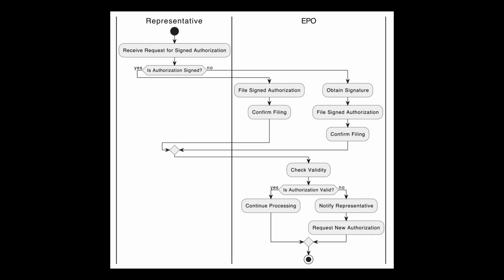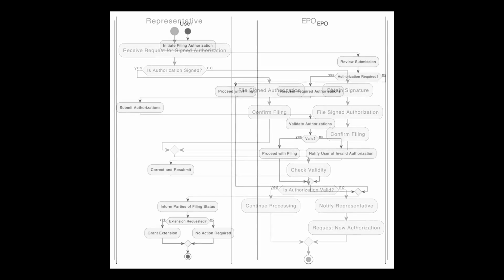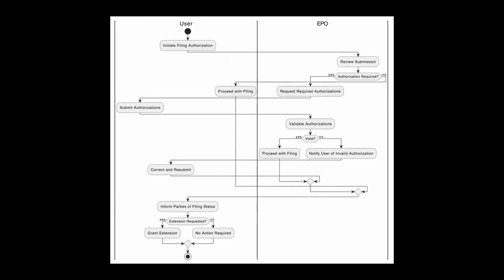1.5 Representation by a legal practitioner. Legal practitioners qualified in a contracting state and authorized to act in patent matters can also represent parties. Unlike professional representatives, they aren't listed with the EPO, but are included in an internal database managed by the legal division. 1.6 Signed authorizations. Representatives must file a signed authorization if requested by the EPO.